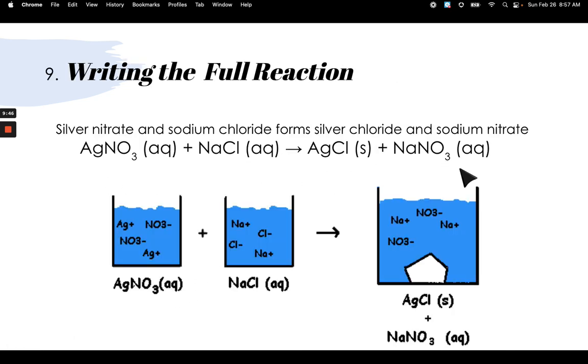So again, here's that full reaction. We saw this before in the beginning slides. Silver nitrate and sodium chloride form silver chloride and sodium nitrate. You can predict the products of this. Silver goes with chlorine, sodium goes with nitrate. Then we just have to go to the solubility table and see if we get a precipitate. And we do, because silver chloride is insoluble, and here it is precipitated on the bottom.